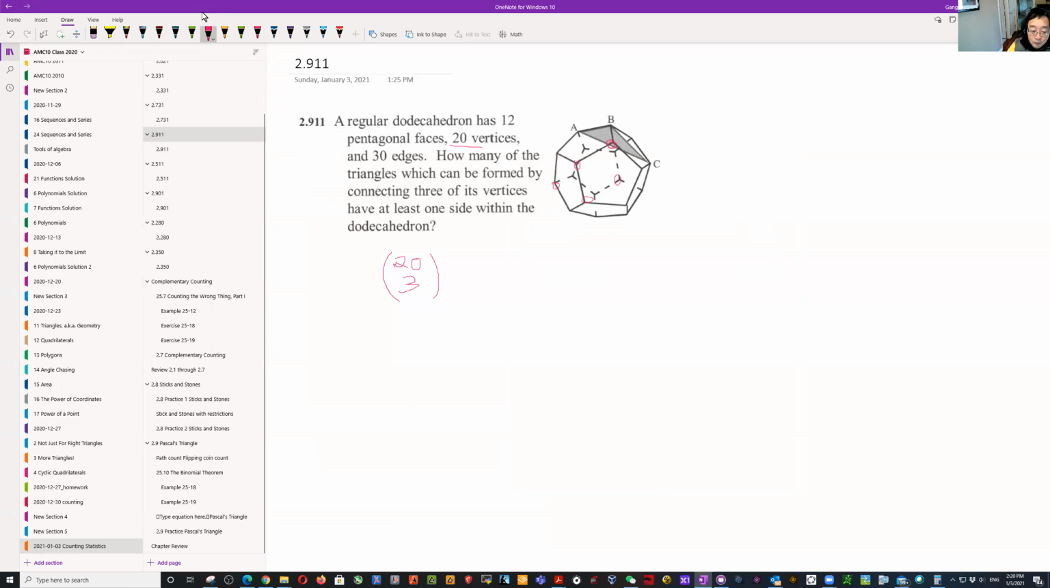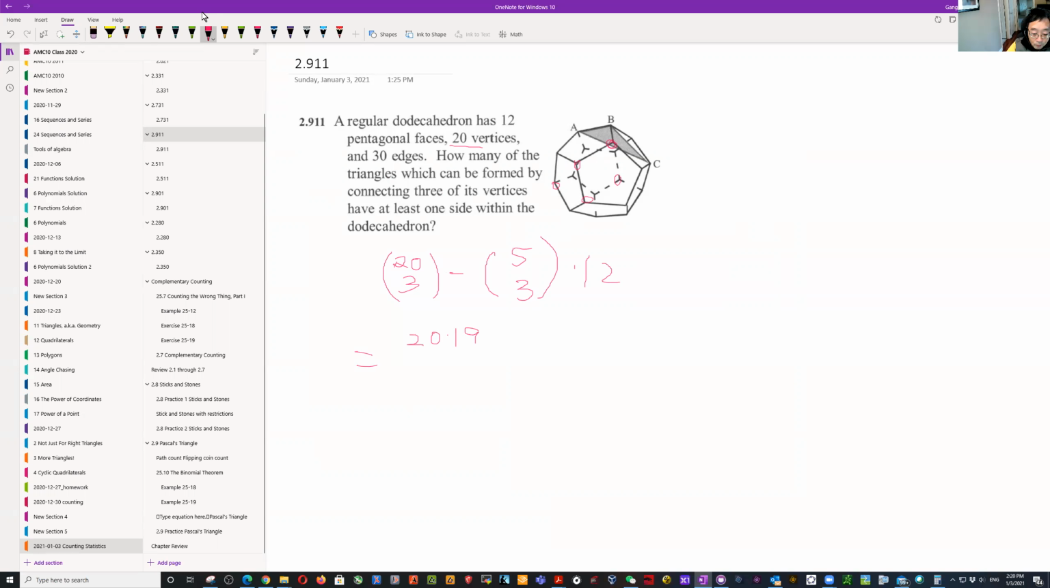The illegit ones are the ones that have 3 points on the same face. So each face has 5 points, and I need to choose 3 out of these 5. So 5 choose 3. And I have 12 faces. So basically these are all the illegit triangles, which is the total to subtract. So if we do this calculation, I should get the right number.